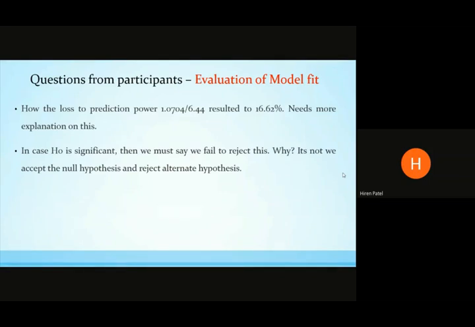Moving further, in case H0 is significant, then we must say we fail to reject this. Why? It's not that we accept the null hypothesis and reject the alternative hypothesis. I think when you ask this particular question, you have missed a very basic assumption. I mean, the very basic first and second PPTs of our presentation, and that's why we started the presentation with Karl Popper's concept of falsification. If you remember, we explained that it is not at all possible to accept the null hypothesis. We don't have enough evidence to accept the null hypothesis.